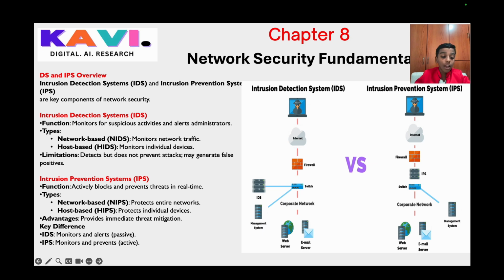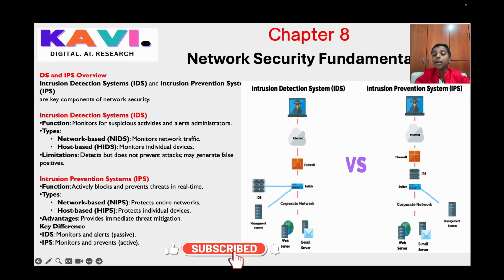IDS monitors and alerts, which is passive, but IPS, on the other hand, monitors and prevents any threats and hackers, which is active. Now as you can see in this diagram, let's see which one is better, IDS or IPS. IDS starts from your computer accessing the internet, then going through the firewall, and then the switch, where it goes to the server of the IDS management system, and then the corporate network, which is the web browser and the email server.